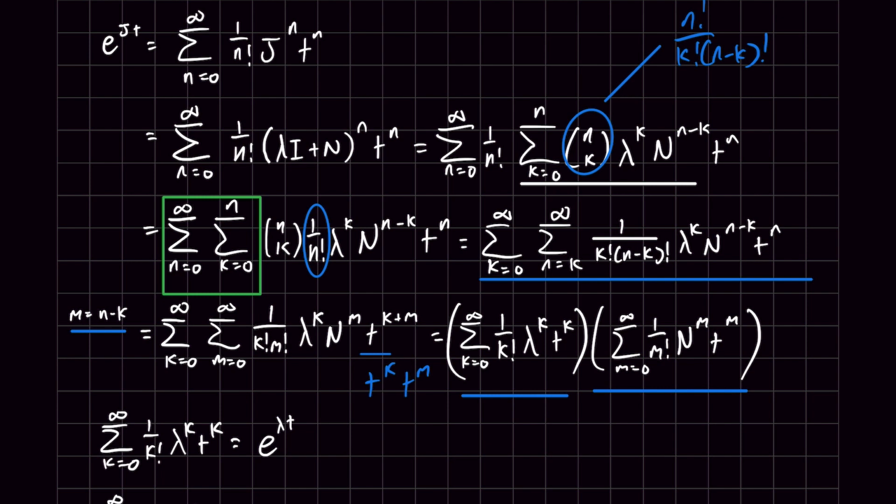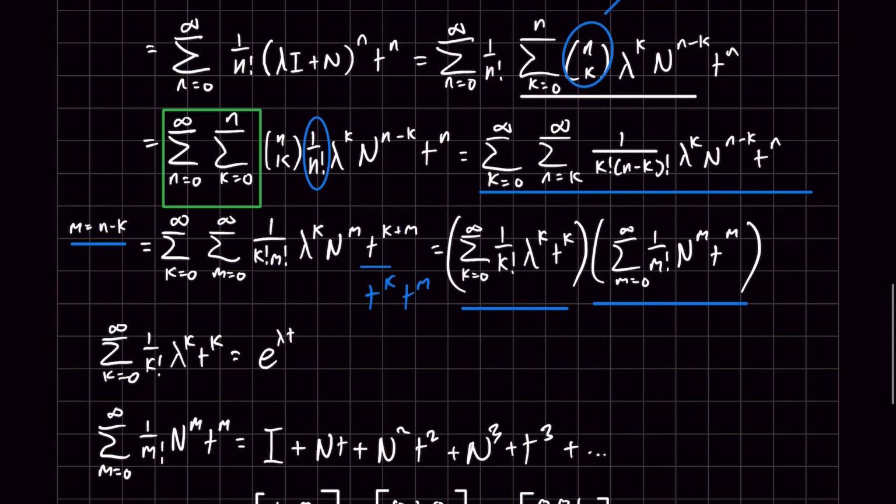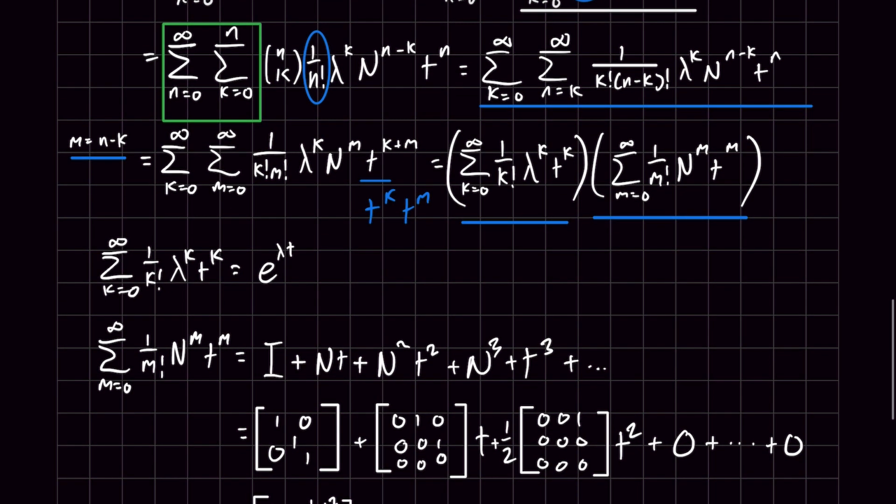So it's the sum of 1 over k factorial times lambda to the k times t to the k, times the sum of 1 over m factorial N to the m times t to the m, which is a really nice solution. So all we have to do now is to finally turn this back into a more standard form. Straight from here, this is literally the definition of e. So you can turn this into e to the lambda t for this first part.